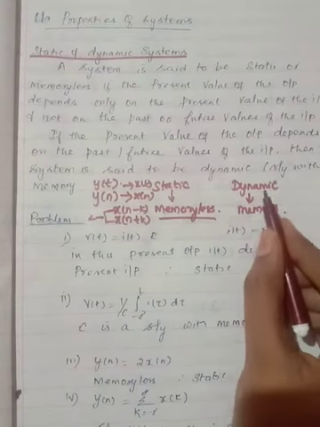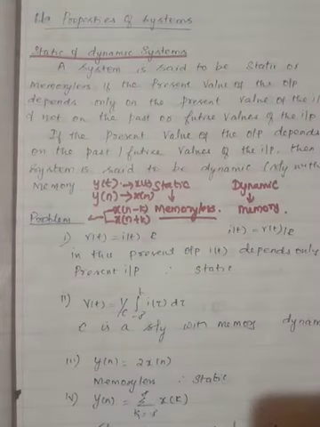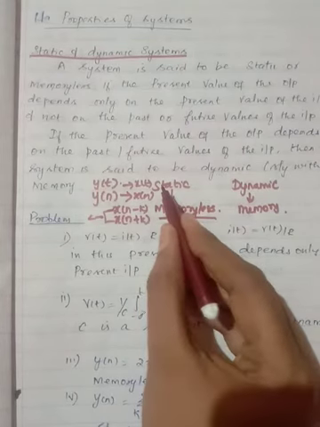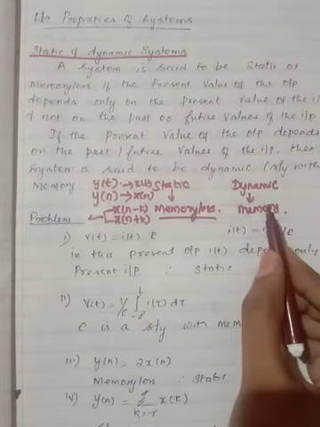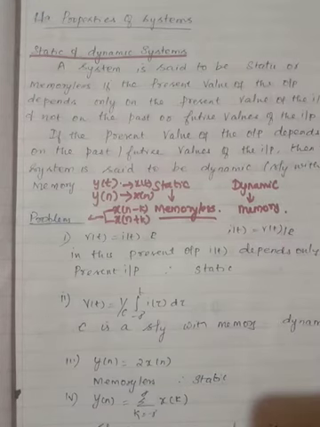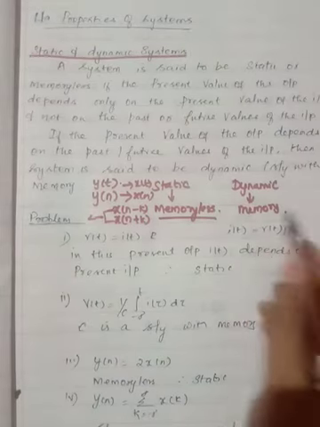If the present output depends upon past or future values of the input, then the system is said to be a dynamic system. Understood? So what is static and dynamic? If the output depends upon the present input only, there is no need of memory to store previous or future values, so the system is static. In case of dynamic, if the output depends upon past or future values of the input, the system is said to be dynamic, that is, a system with memory.